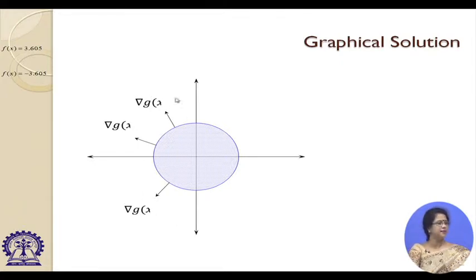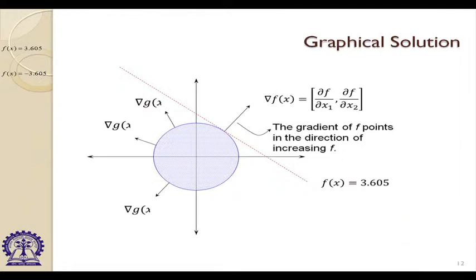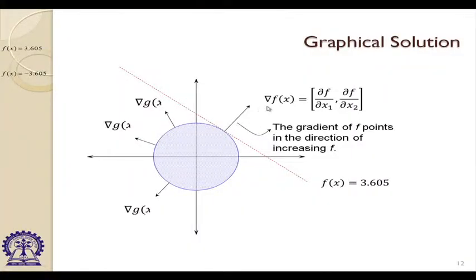These are all x, alright. Now this is the gradient of the objective function. As I said, if I move this way the objective function value will increase, and if I move this way the objective function value will decrease, alright. That is why the gradient of the objective function will be this way. And you know how to find the gradient of a function.